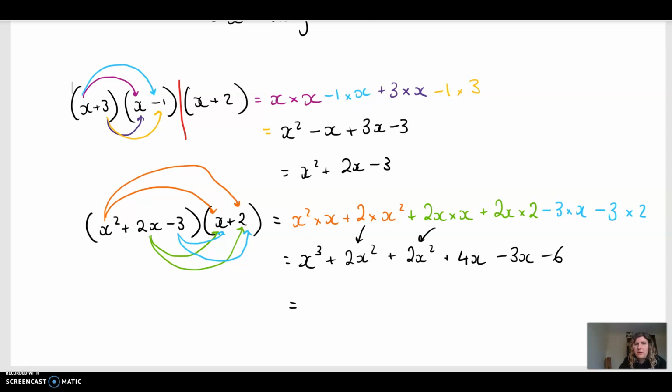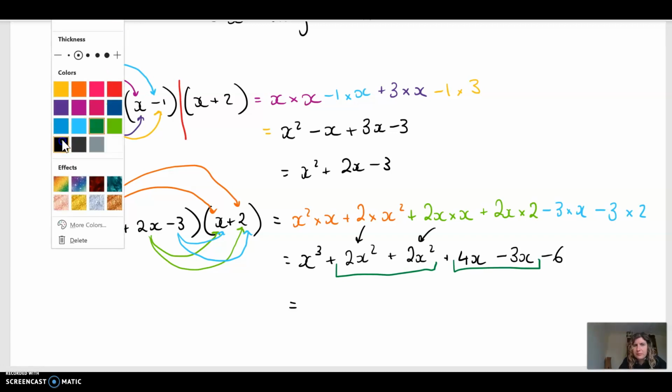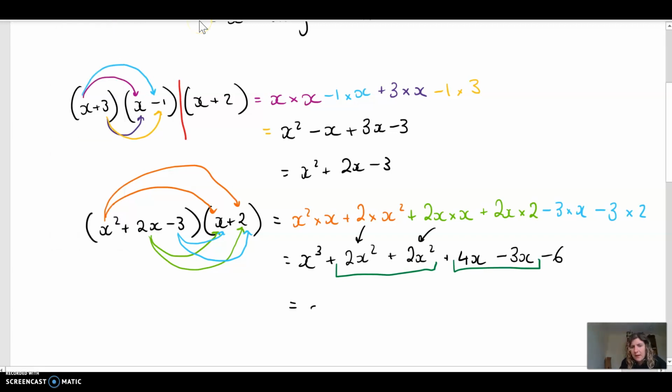So now, in this case, we've got 2 lots of things that we can put together, because we've got 2x squared terms, so we can add those together, and we've got 2x terms, so we can add those together. So here we end up with x cubed plus 2 lots of x squared plus another 2x squared, that's 4x squared. And then 4x minus 3x, that's plus x minus 6. Okay, and that's 1x there. 4 minus 3 gives you 1. Alrighty, so that's how you expand 3 brackets.